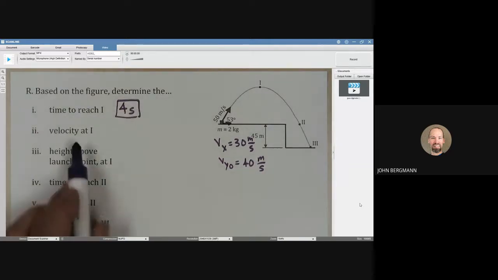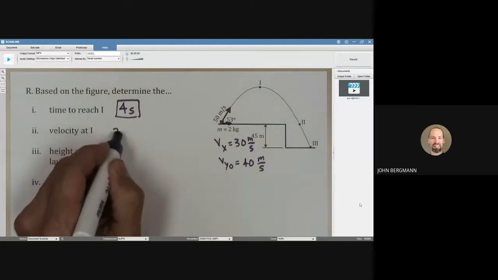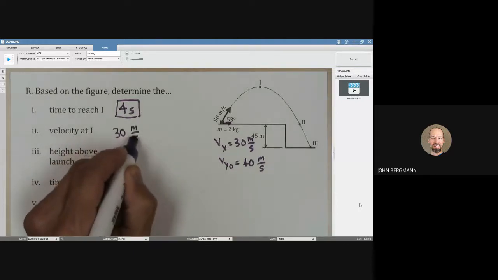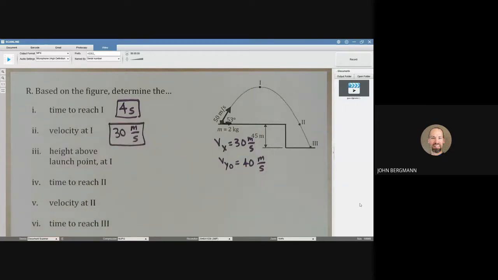What will its velocity be at the top? At the top, it will only have its x component of velocity at that instant, which is constant for the whole time this thing is in the air. So that'll be 30 meters per second.